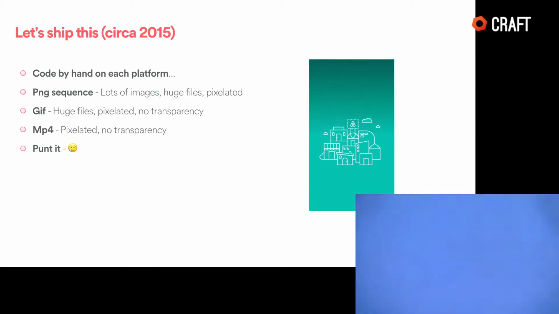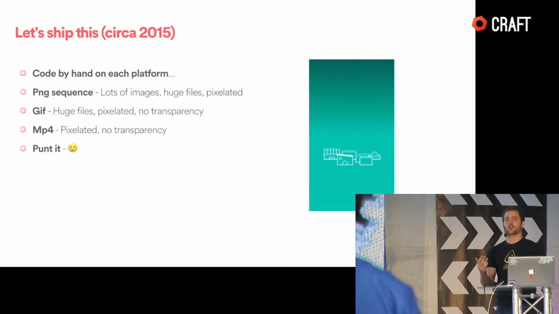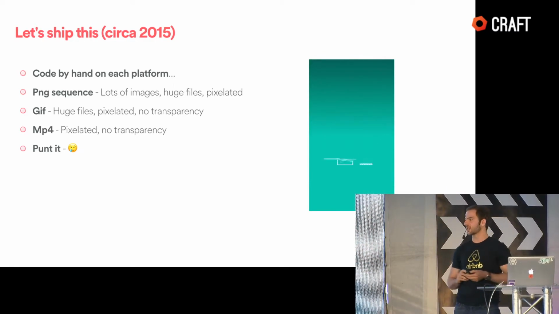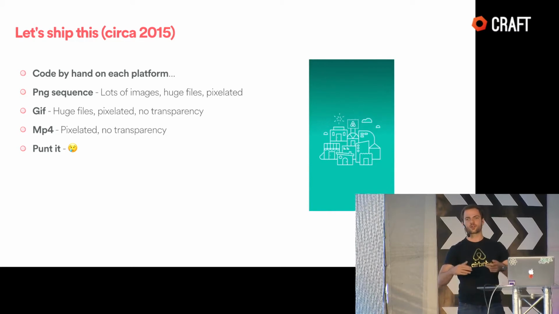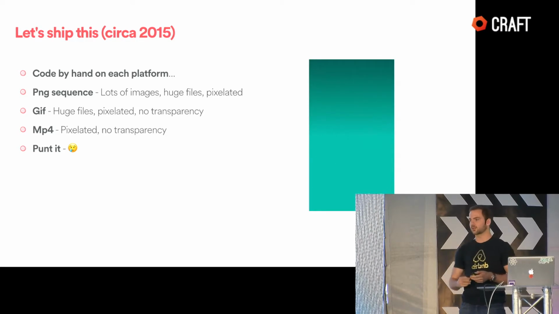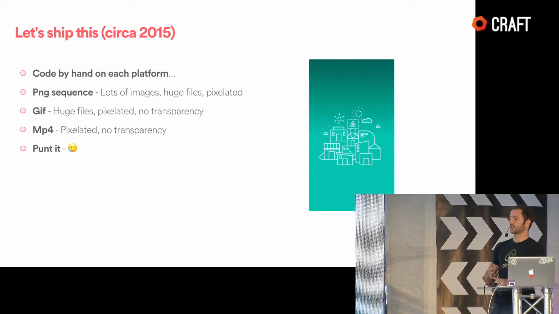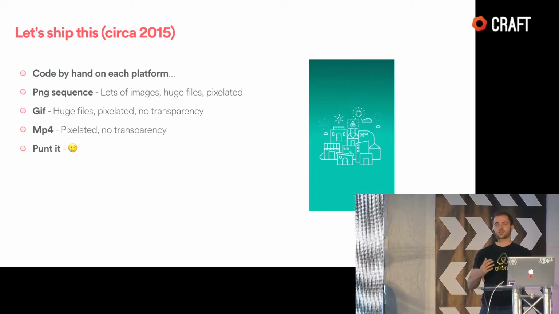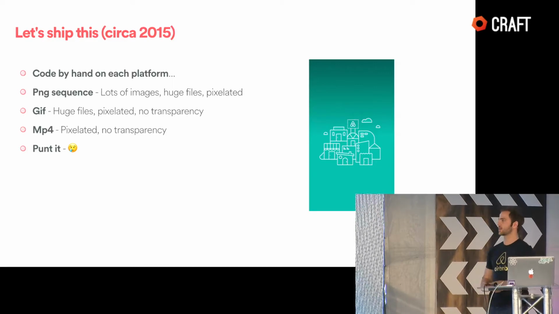You might do a PNG sequence. So let's say you had like a 2-second loader. You might have like 60 individual PNG files that you need to load into memory and render and rotate through. Not only is it huge, but they don't scale. And if you want to get it right across different densities, you need to ship 200, 300 plus PNGs just for this small animation. You could do an animated GIF.